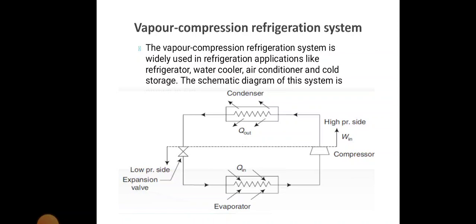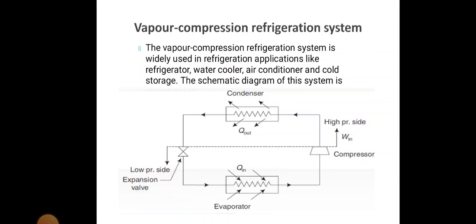Actually, the heat is carried out by a condenser medium, which may be air or water. The high pressure liquid refrigerant then enters the expansion valve. The main function of the expansion valve is to convert the high pressure refrigerant into low pressure refrigerant. The valve allows the high pressure liquid refrigerant to flow at a controlled rate into the evaporator.